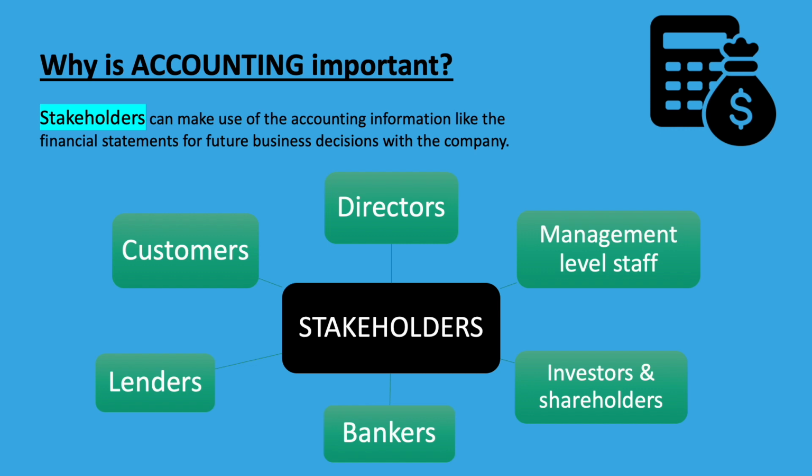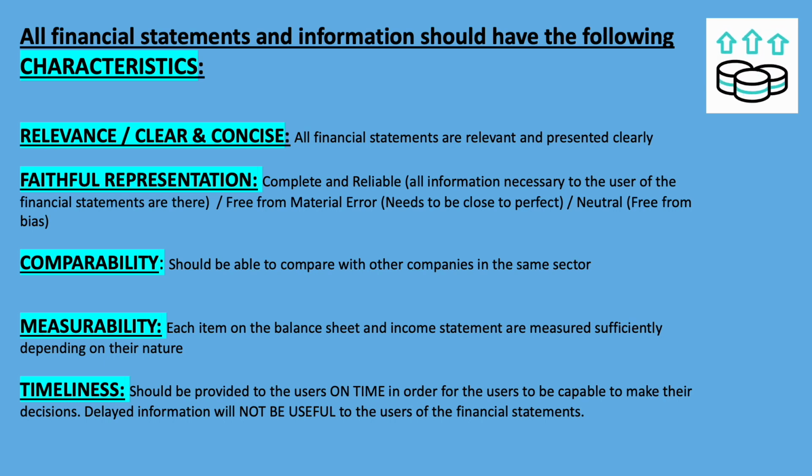So all financial statements and information should have the characteristics below. Relevance, clear and concise. All financial statements are relevant and presented clearly and help the user of the financial statements to make decisions. Faithful representation. Complete and reliable. All information necessary to the user of the financial statements is there. Free from material error. Needs to be close to perfect. Neutral, free from bias. Can't be overstating profits or overstating assets.